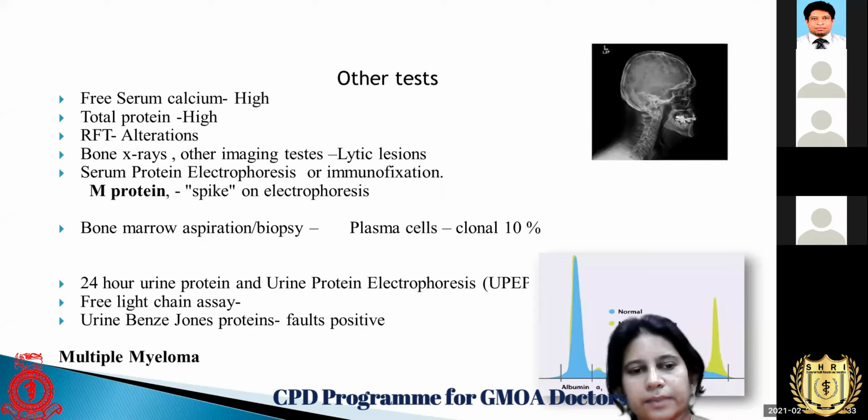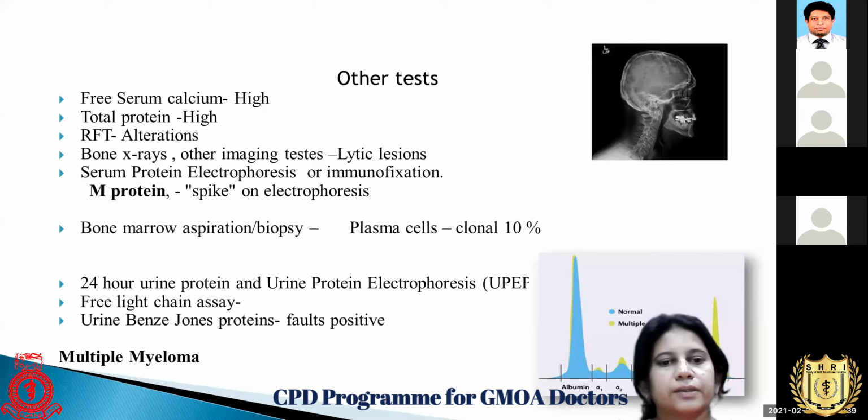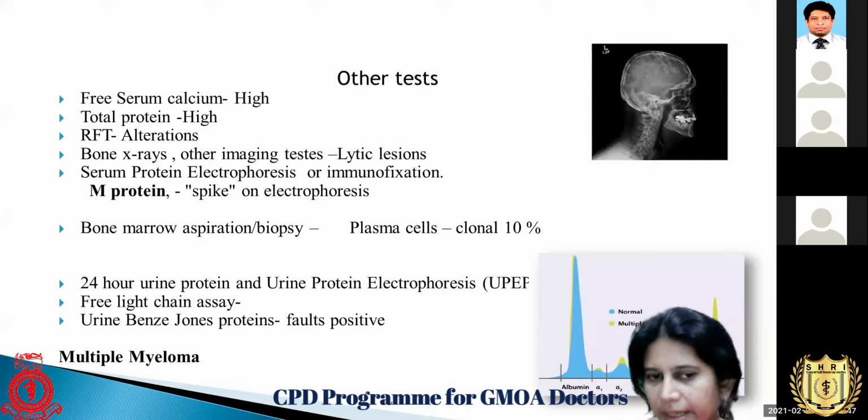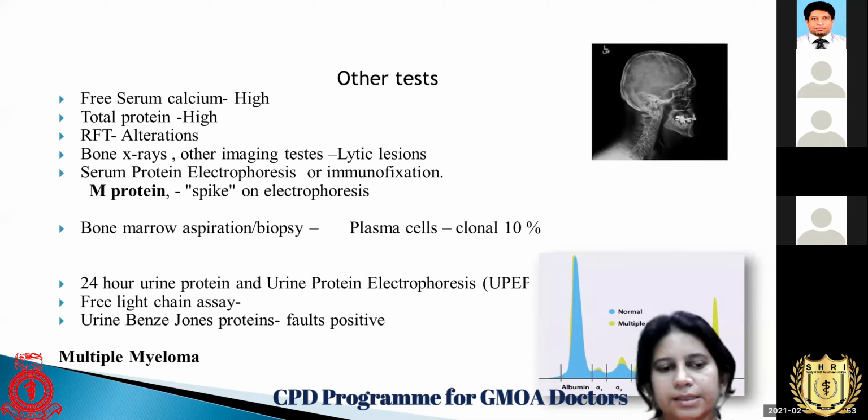And bone marrow examination, clonal plasma cells, and a set of tests for the prognostication. And one point I just want to highlight, urine Bence-Jones proteins. It can give you false positive tests, so we don't perform it very much. You go for the other tests. So the diagnosis of multiple myeloma is confirmed in this patient.